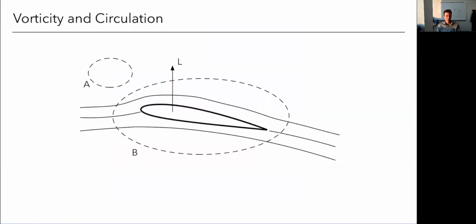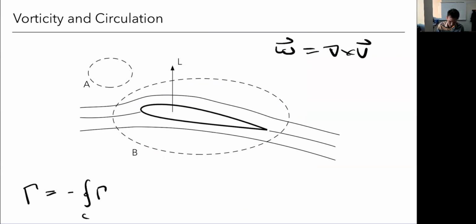One other preliminary we need to cover is just circulation. Recall, we already talked about vorticity a couple times now, right? It's the curl of the velocity. Circulation is related to that. This is how we normally define it. We define it as the line integral over some contour.